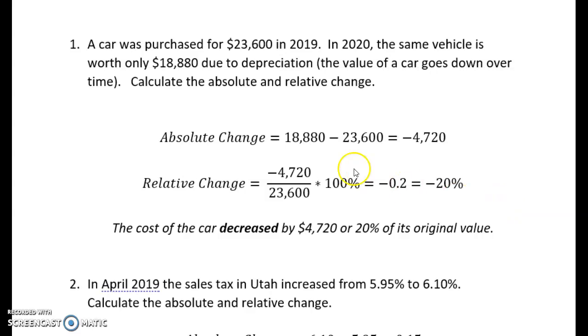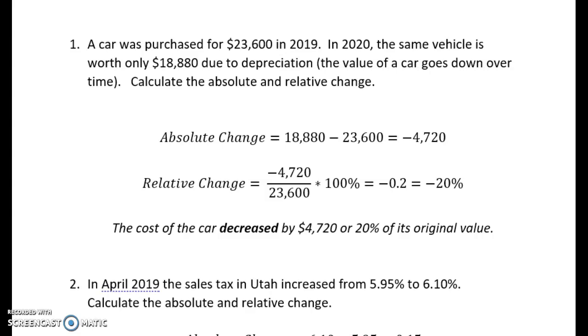So to find the absolute change, we're going to take the new value and subtract the old value. So the new value is the one that occurs the most recent, which is $18,880. And from that, we're subtracting the older value, which is $23,600. So since the new value is smaller, when we subtract, we get a negative number. The absolute change could be described as negative $4,720. That negative also tells us that we have a decrease in the value of the car.